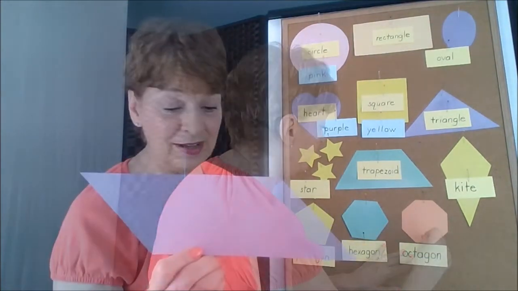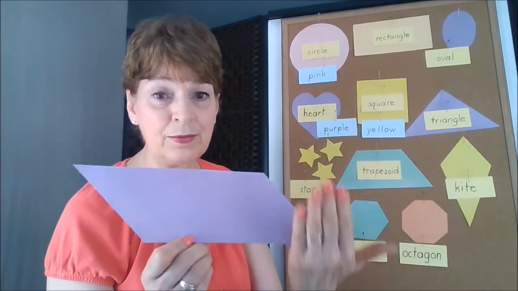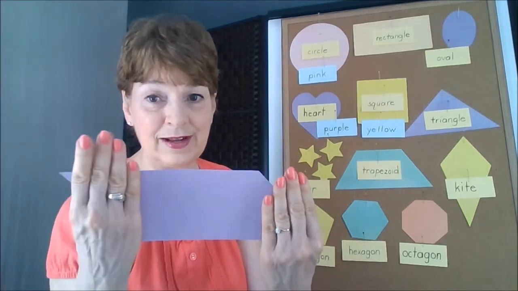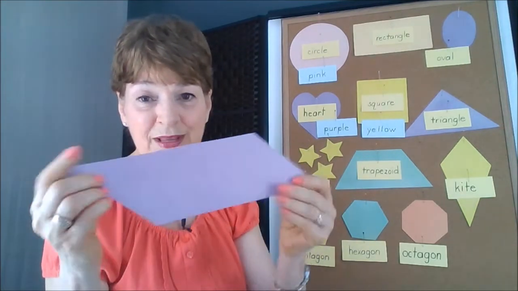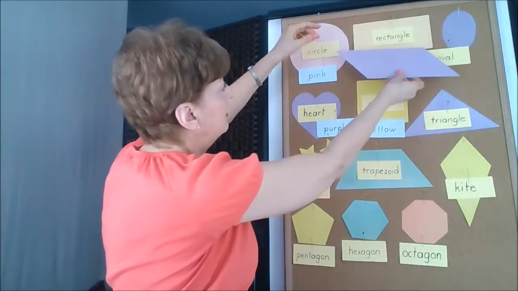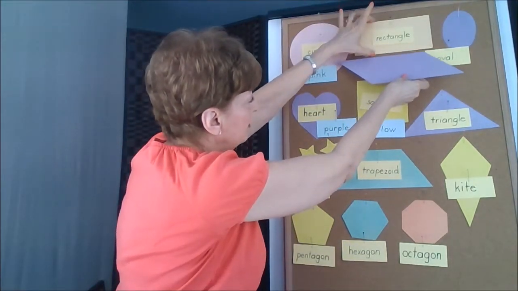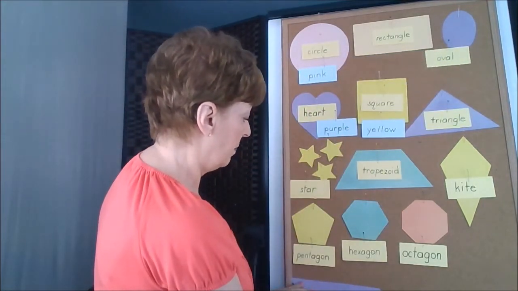This one is called a parallelogram. It looks like a rectangle. Here, if I did this, it looks like a rectangle that's been pushed on and the sides popped out of it. Here's the rectangle. See, if I pushed on it really hard, it might squish out. That one's called a parallelogram.